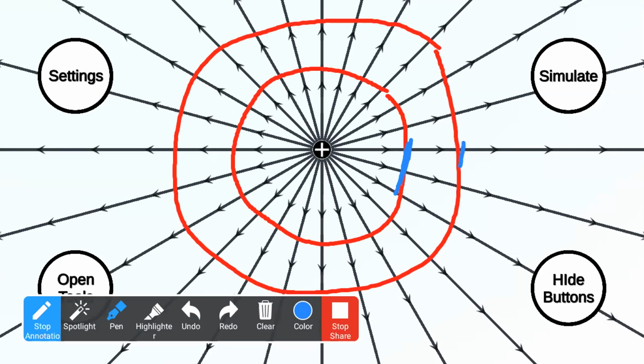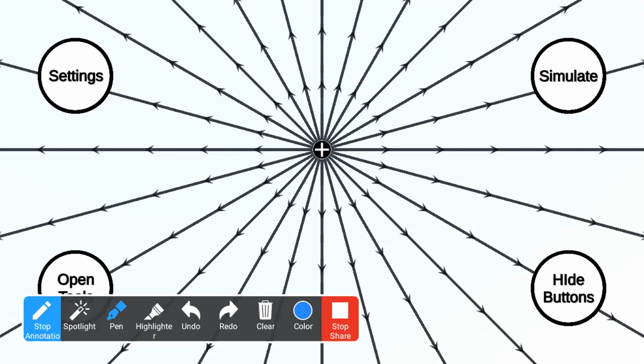If I put the same length here, what is happening? Same length, it is collecting only 2 lines. It is because the circumference or surface area increases. That is the reason. So it's clear: as R increases, definitely the flux density will decrease. The flux density is inversely proportional to R square.